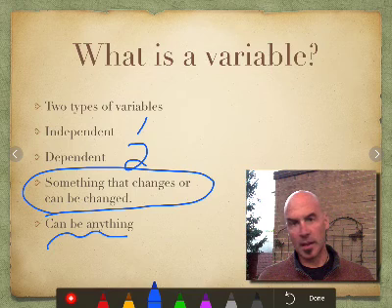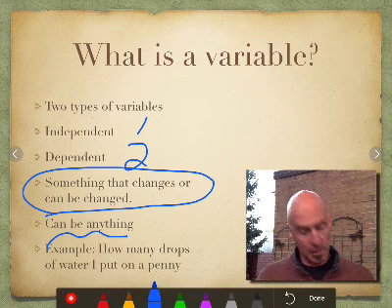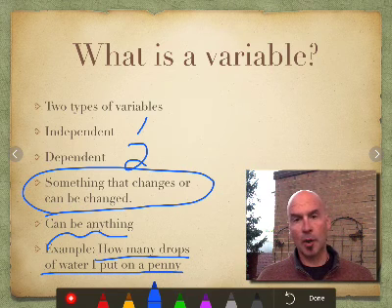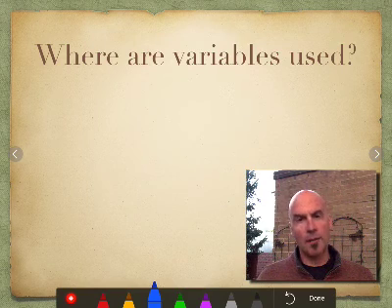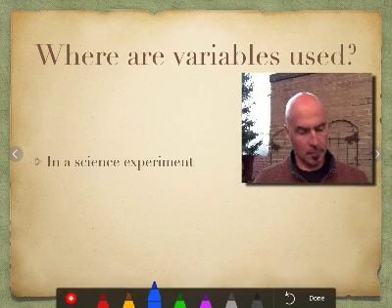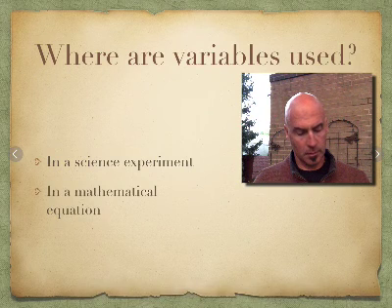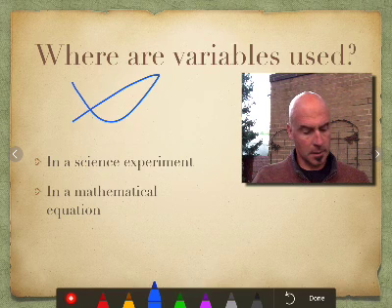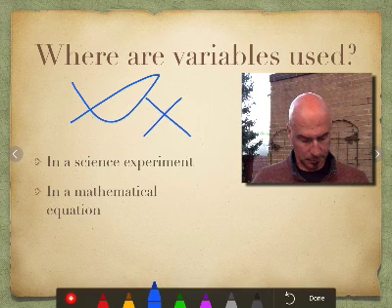The variable can be anything. For example, in this case, let's go with how many drops of water I can put on a penny. So where are the variables used? In a science experiment? Or in a mathematical equation, sometimes known as x. It's a really bad x. Sometimes known as x.